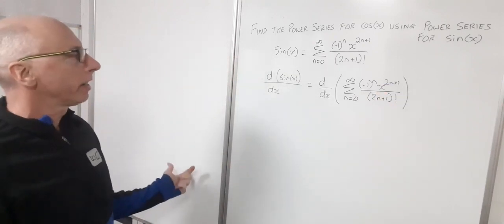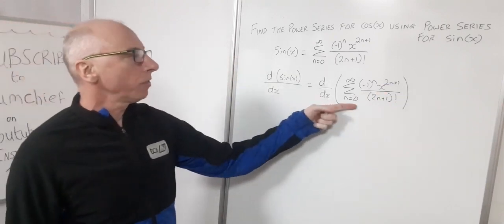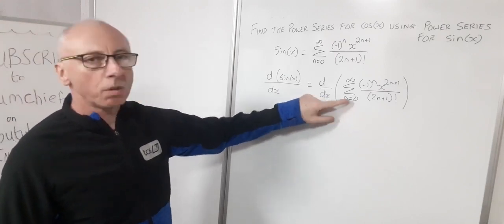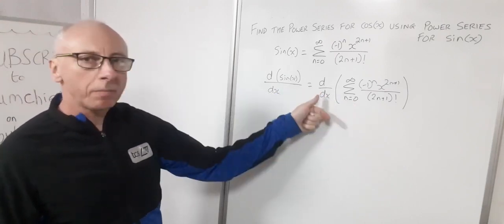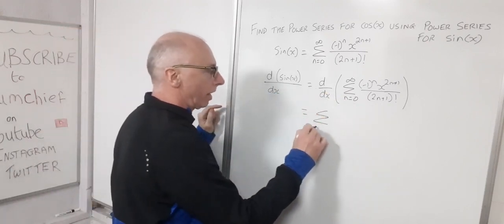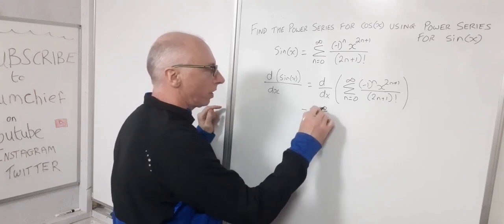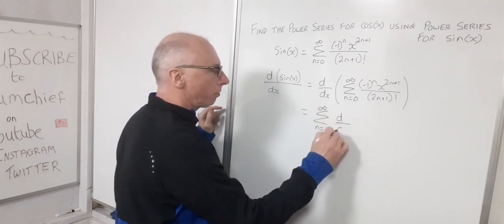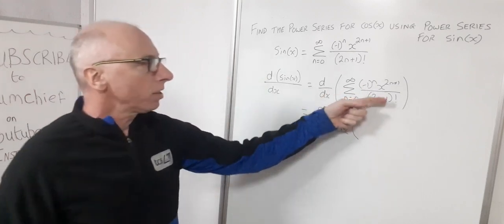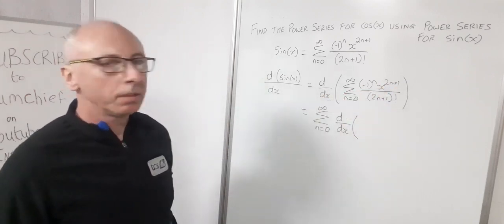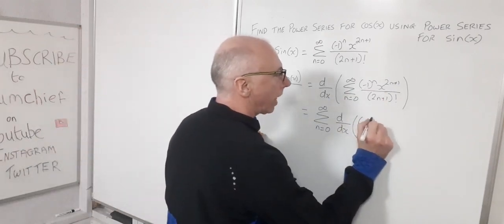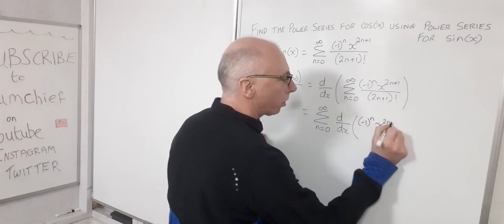Okay, now if we're going to take the derivative of this, the derivative of the sum is the same as the sum of the derivatives. So we can flip this algebra around. So now we have the sum from n equals 0 to infinity of the derivative with respect to x of this term here. I'm just going to change it a little bit to help me find my derivative a little easier. So minus 1 to the n, x to the 2n plus 1.